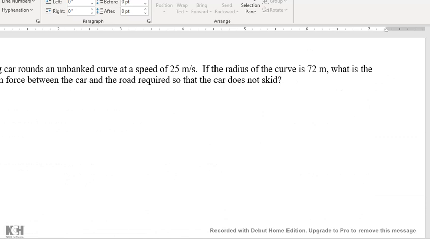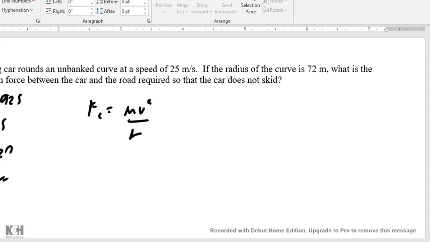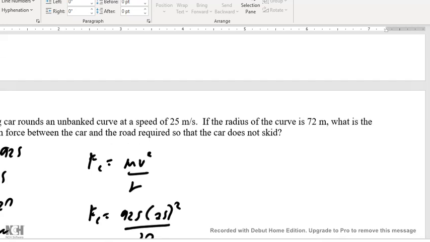Number 5. Once again, you're just reading. 925 kilogram. What is that? Mass. 925. Speed. 25. Radius. 72. Force. FC. What's my formula? FC equals mv squared over r. Plug in your numbers. FC equals 925 times 25 squared. Notice that squared is outside the parentheses, divided by 27. I'll come back and get the number in just a second, but that's your setup right there.